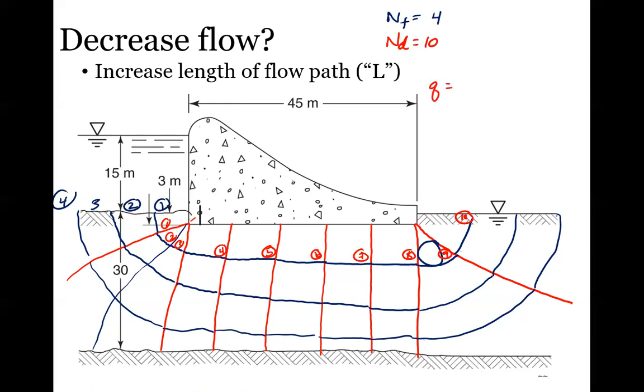So the total flow coming through would be our permeability coefficient times our change in head divided by our number of drops times our number of flow lines. The change in head would be this section here, so you could physically see the difference between that.